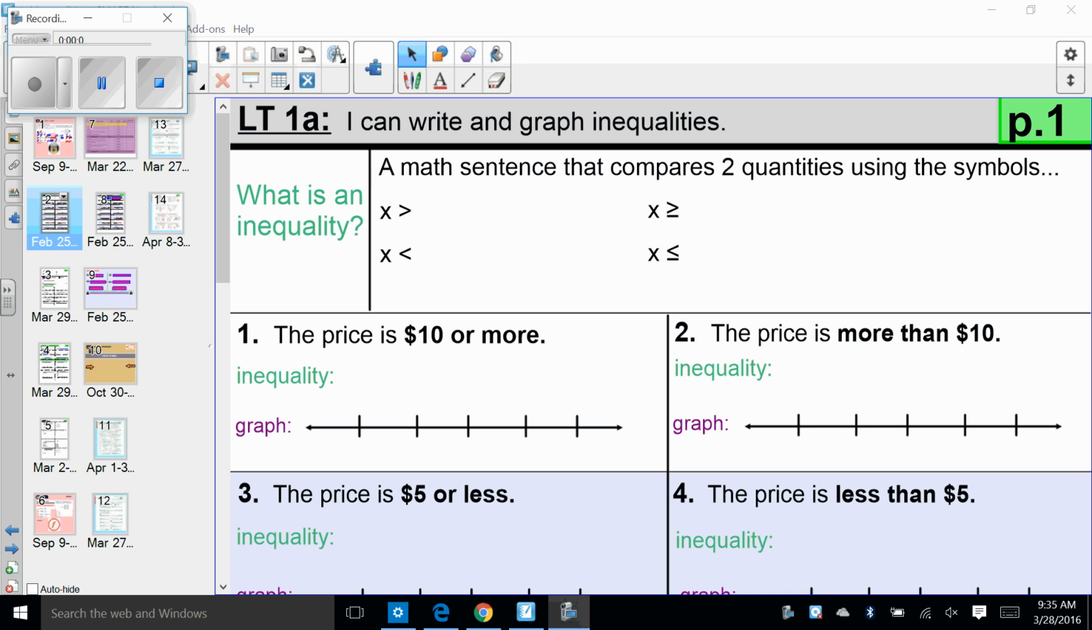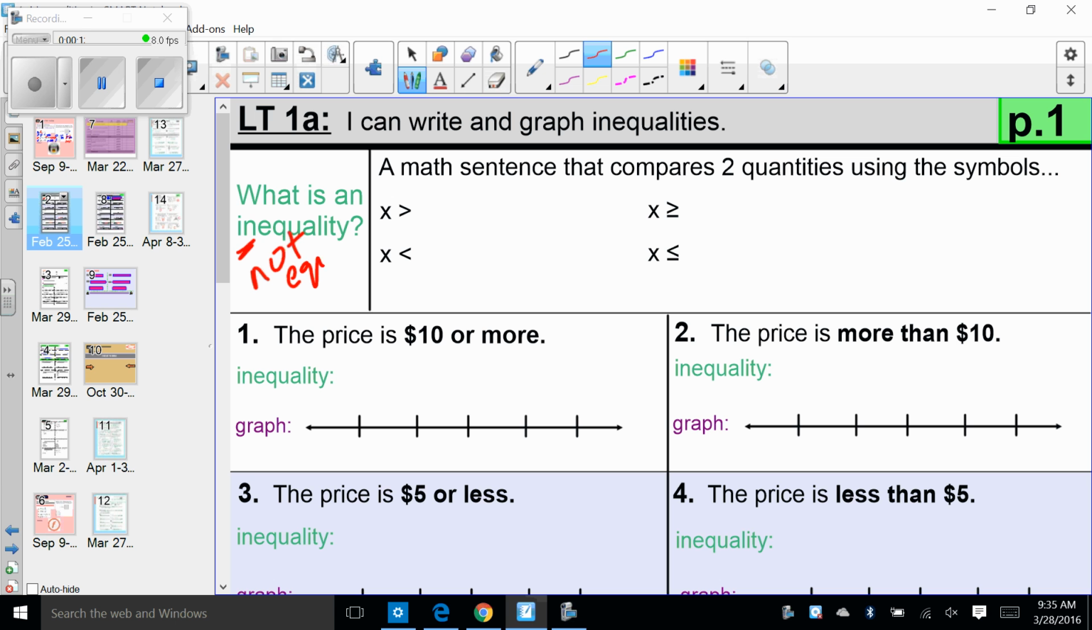8th grade. So our learning target today is I can write and graph inequalities. So you should be on page 1. So let's talk about first, what is an inequality? An unequal means not. In or not equal is an inequality.